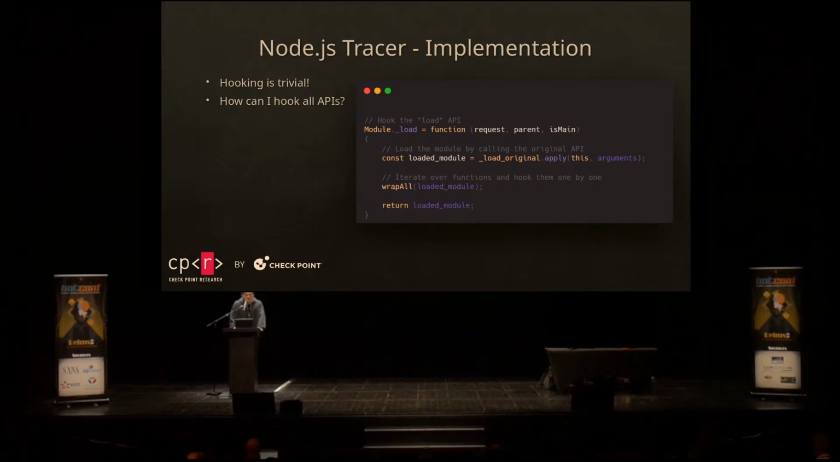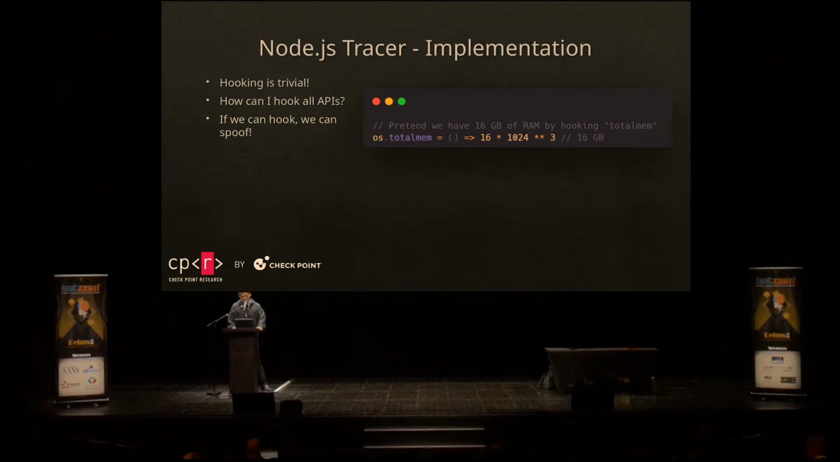Now I asked myself, okay, I don't want to do this one by one for every API that might be interesting, so how can I hook into all APIs? My solution was to hook the load API, which is the Node internal API that is called whenever a module is loaded. Whenever a module is loaded, load is called, and in this case I would load the module and then iterate programmatically over all the functions of that module and hook them one by one. Now I had all the APIs hooked, and then I realized, okay, if we can hook, we can also spoof. So I started defeating the anti-analysis checks one by one.